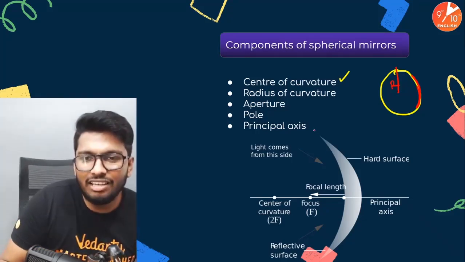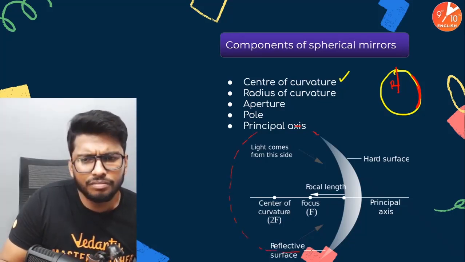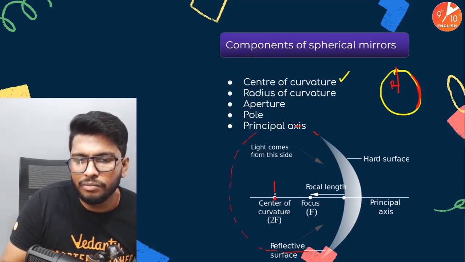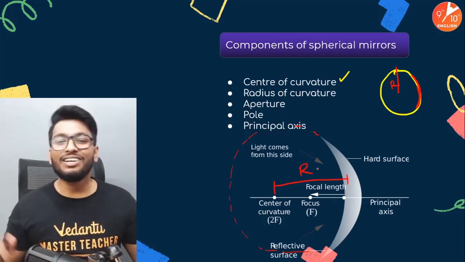So if you see this, guys, this is my concave mirror. This is the sphere. See this? Here's my center of curvature. And this distance from the center of curvature to the center of the mirror would be called the radius of curvature. That's it. All right.